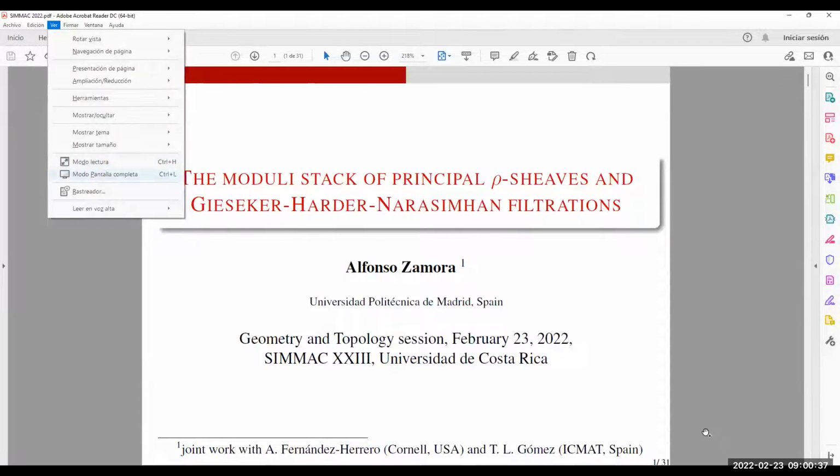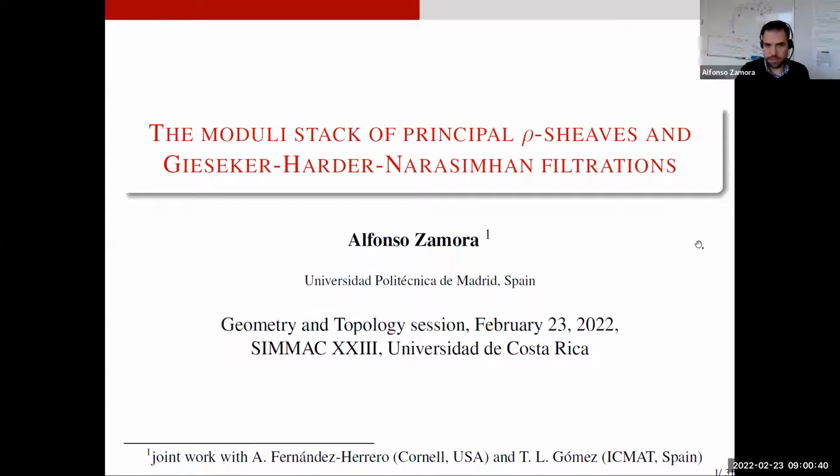Yes. Okay. So the title is the moduli stack of principal ρ-sheaves and Gieseker-Harder-Narasimhan filtrations. This is a joint work with Andrés Fernández Herrero from Cornell, USA, and Tomás Luis Gómez from ICMAT in Spain. What we do is study the problem of constructing a moduli space for principal bundles over higher dimensional varieties, but with a stack point of view, a point of view which is stack intrinsic.